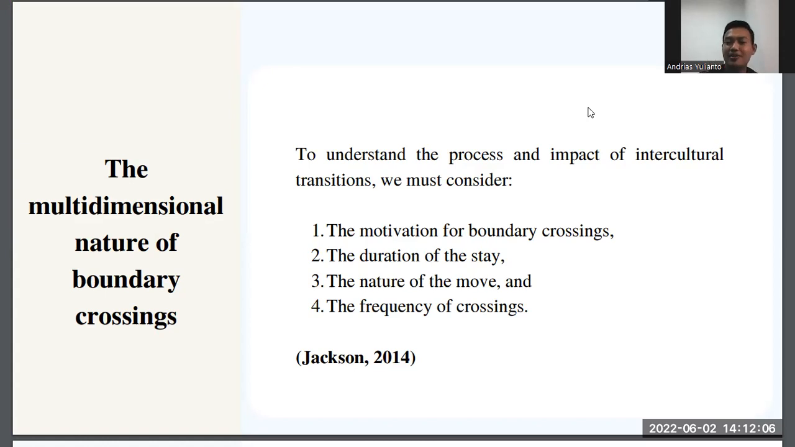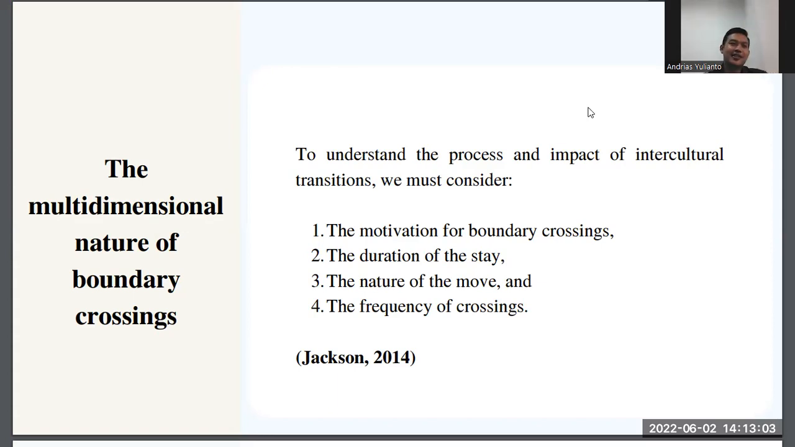The motivations for boundary crossing, we can see whether they are forced or voluntary. And the duration of the stay, whether it is short term or long term. And the nature of the move, whether it is for tourism, study, or work. And the frequency of crossings, whether it is habitual crossings or they are first timers. To understand the process and the impact of intercultural transitions, we must consider these 4 points. We can see how difficult, how hard the situations are for the newcomers. It can be seen from these 4 ideas.